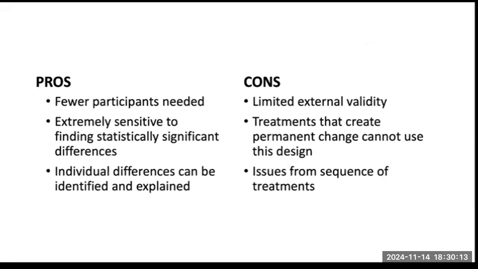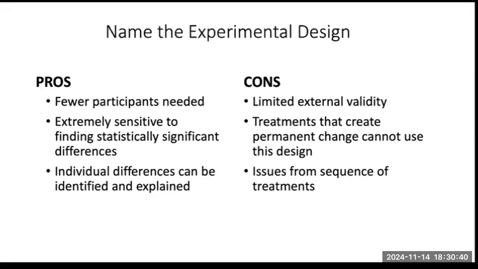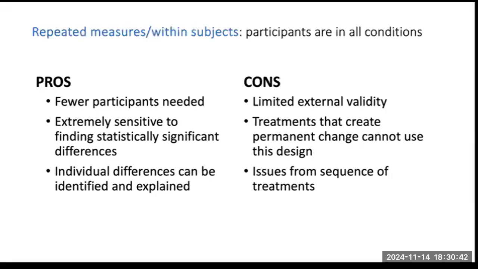So these are the pros and cons for it. Fewer participants are needed, extremely sensitive to finding statistically significant differences. Individual differences can be identified and explained. Cons to this design, limited external validity. Treatments that create permanent change cannot use this design, and there are issues from the sequence of treatments. What kind of experimental design has these pros and cons? Yes, it's correct, within subjects design or repeated measures.